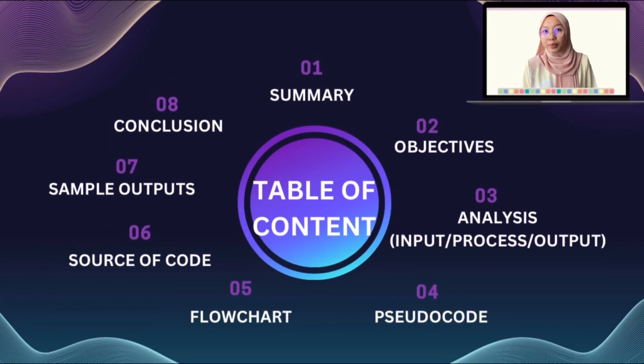2022627178. Before we begin, shown below is a table of contents that we will be explaining. First is a summary. Second is the objective for this programming. Third is analysis, which is input, process, and output. Fourth is the pseudocode. The fifth one is flowchart. Next, source code, followed by sample outputs. And lastly is the conclusion.